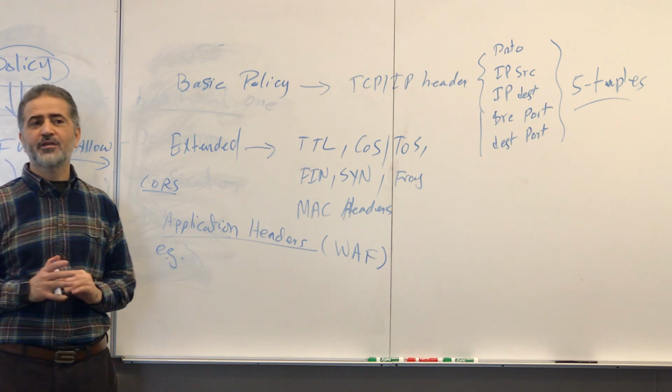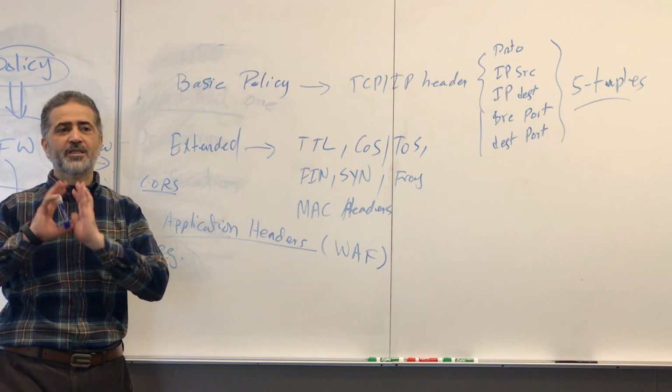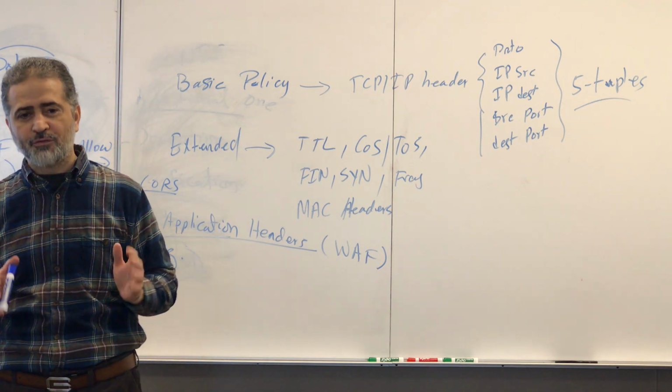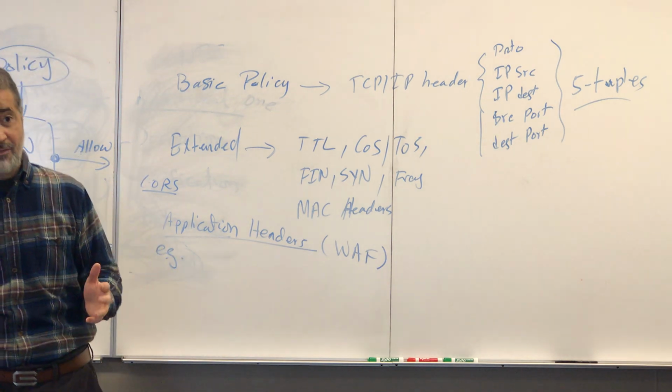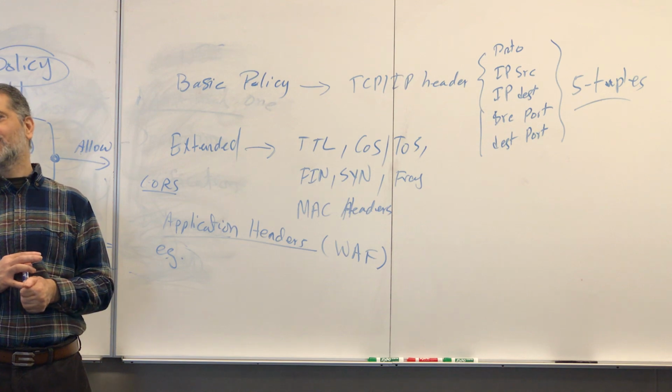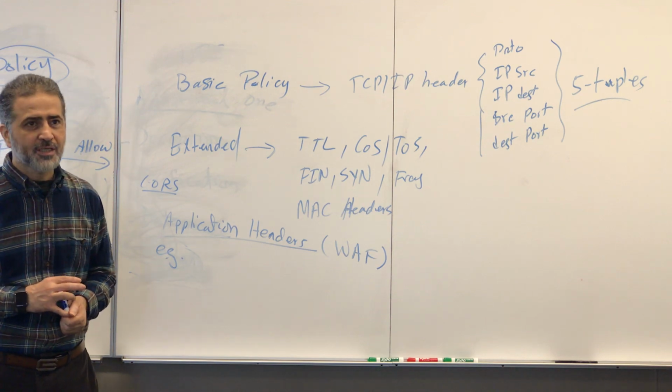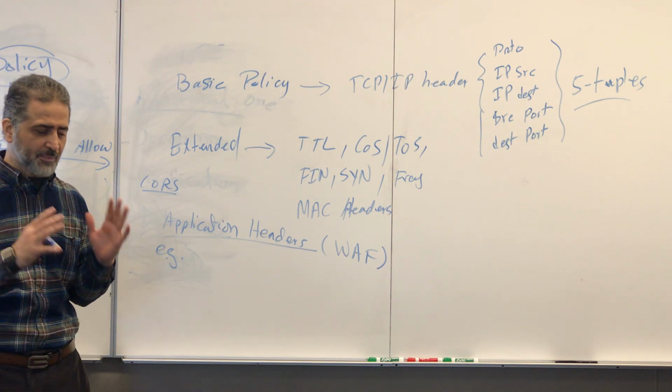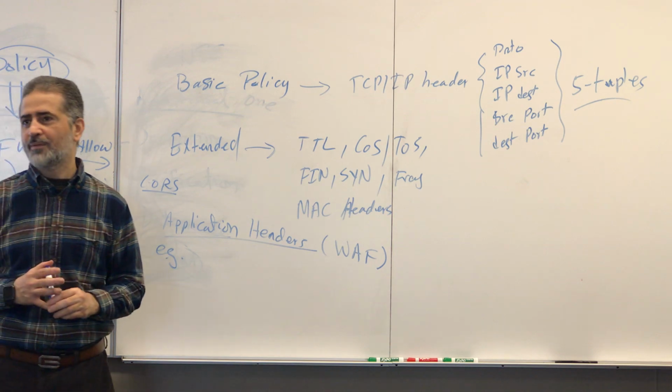But one important thing you need to know: when you go to the application level header, where you want fine-grained filtering, you don't ask Cisco for that. Cisco will not provide you with this. You need to get a custom application level firewall for your application.